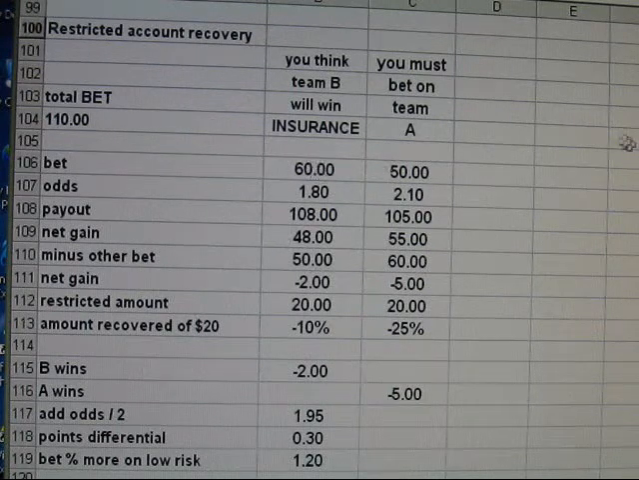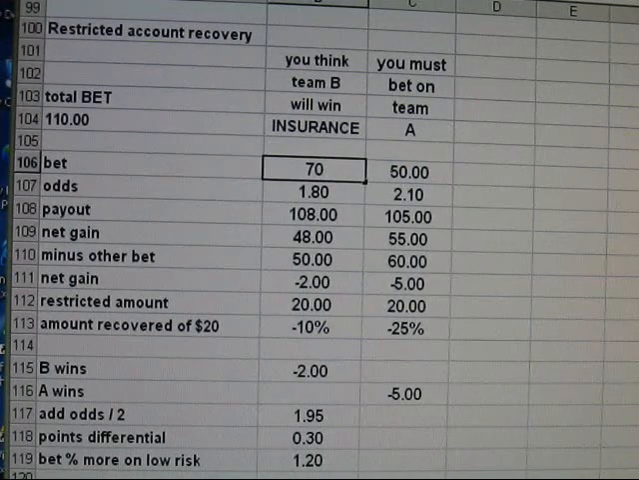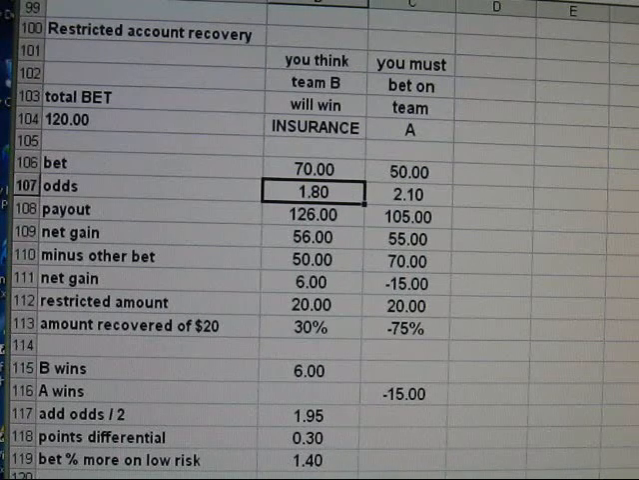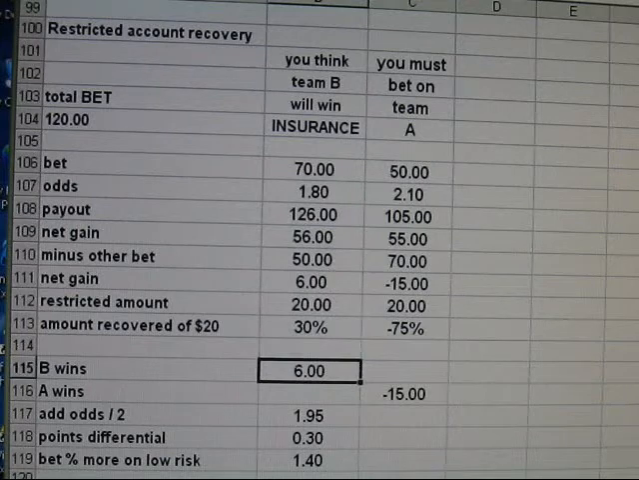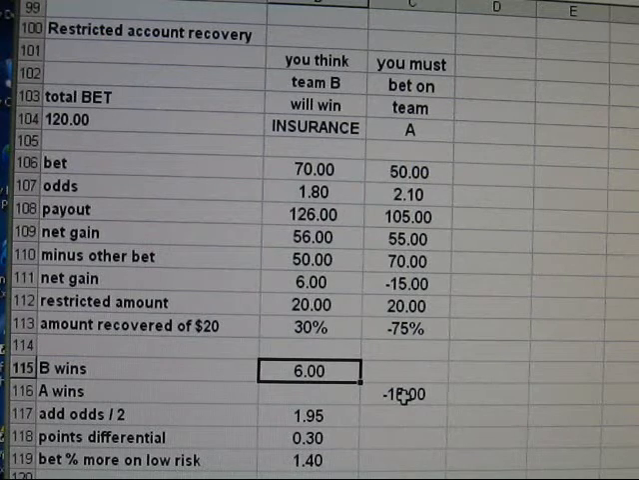And you can just see, for example, I'll just change this number here and you'll be able to get an idea what happens. Let's say I bet 70 on the insurance team that is likely going to win, by the way. And you can see now that I could win here on this team, which is great, but this bet here, what happens? You could lose 15 out of the $20. Now remember, we're trying to, on this kind of a bet, get as much of the $20 as possible back out of restricted into our real account.